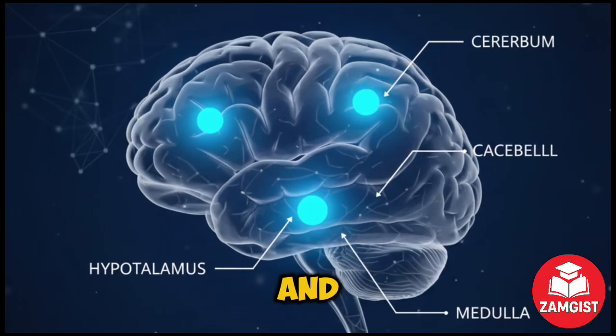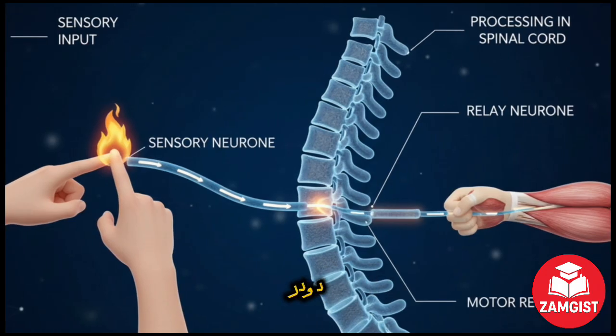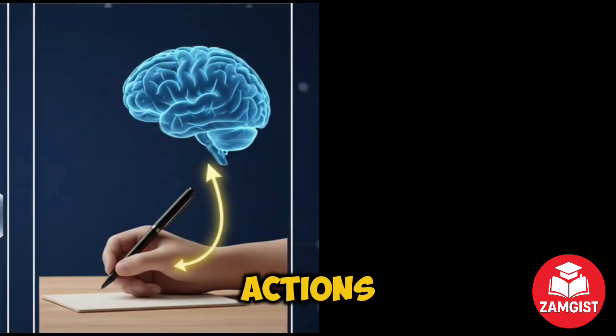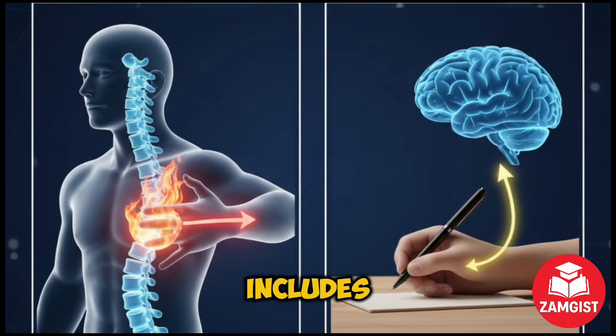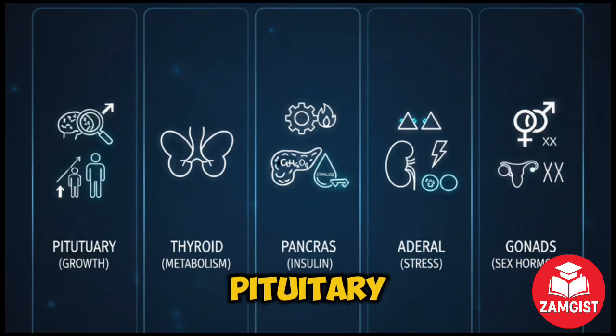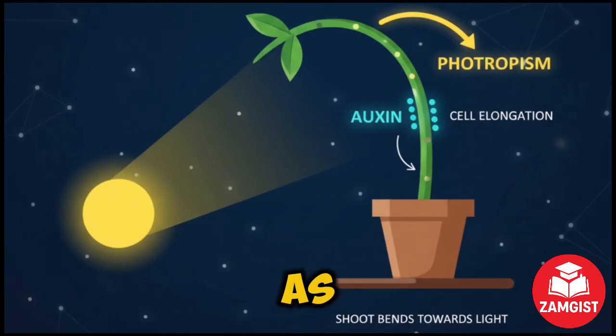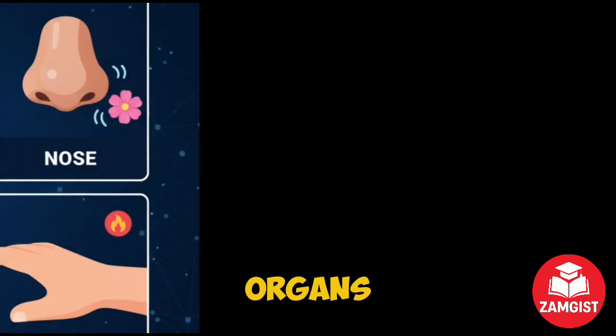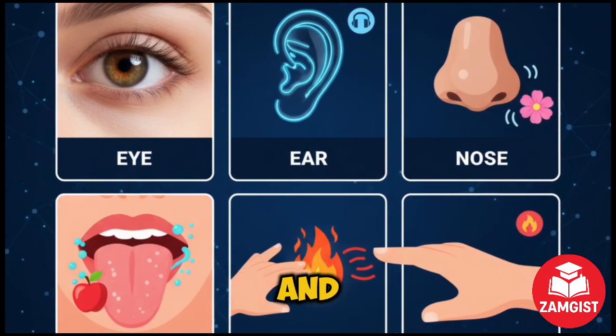Next is coordination and reproduction. Nervous coordination includes the central nervous system made up of the brain and spinal cord. The brain has parts such as the cerebrum, cerebellum, medulla oblongata, and hypothalamus, each with their functions. The spinal cord and different types of neurons help with reflex actions. Reflexes are automatic and fast responses, while voluntary actions are controlled. Hormonal coordination includes animal hormones like those from the pituitary, thyroid, pancreas, adrenal glands, and gonads. In plants, you'll study hormones such as auxins. You will also study sense organs including the eye, ear, nose, tongue, and skin.